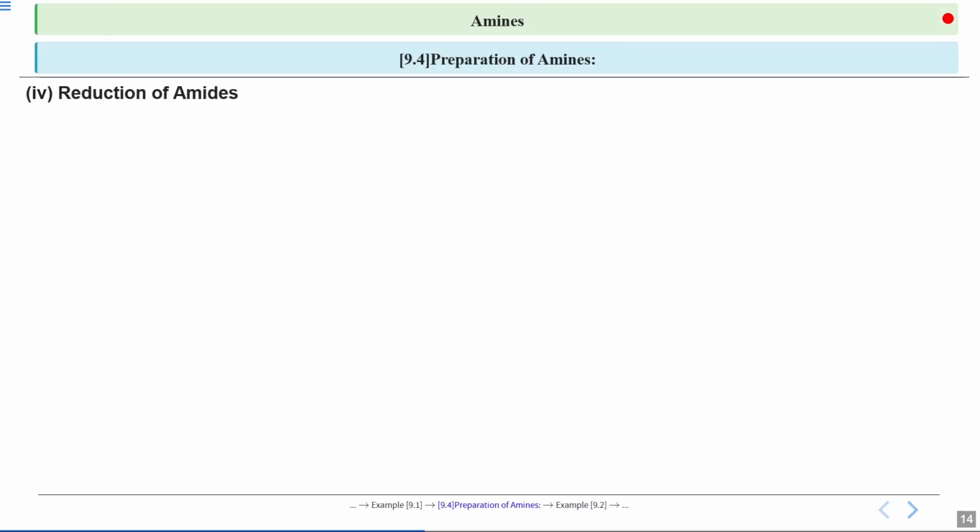Now we're going to talk about the fourth one, which is reduction of amides. Reduction is a process where a compound gains hydrogen or loses oxygen. So here you will see how amides can be converted into amines. We use lithium aluminum hydride, LiAlH4, to reduce an amide to an amine. Notice that the number of carbon atoms stays the same during the reaction. LiAlH4 is a strong reducing agent.